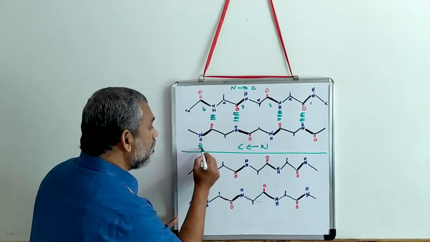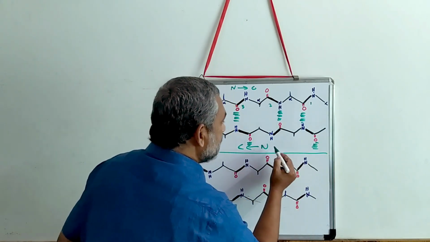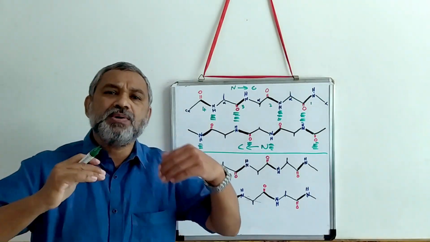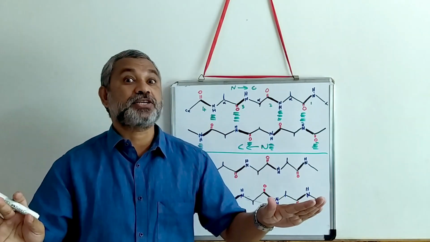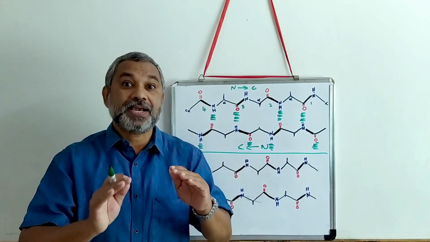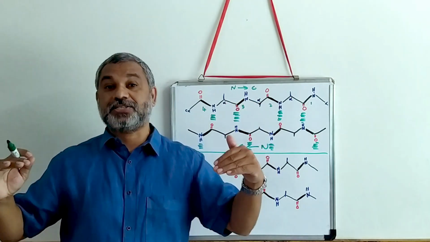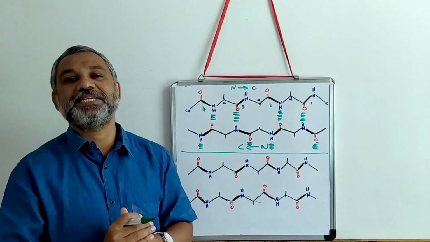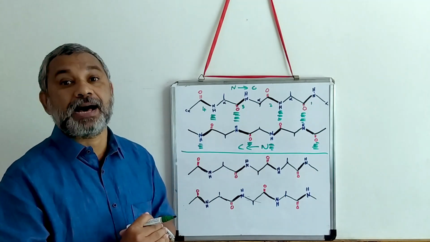Similarly, this will form another hydrogen bond with the neighboring beta strand, and another, and another. So effectively what happens is, it becomes a plate-like structure. We call it a beta-pleated structure. It becomes a zigzag plate structure in an extended form. So this is how the beta-pleated structure is formed, especially in the anti-parallel arrangement.